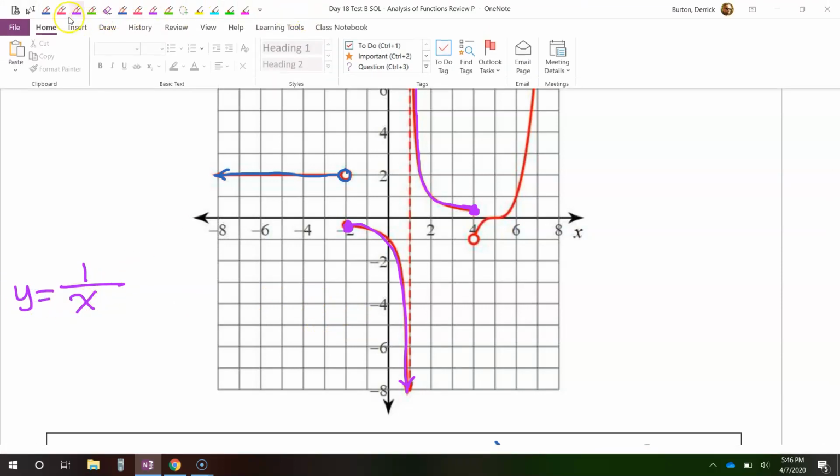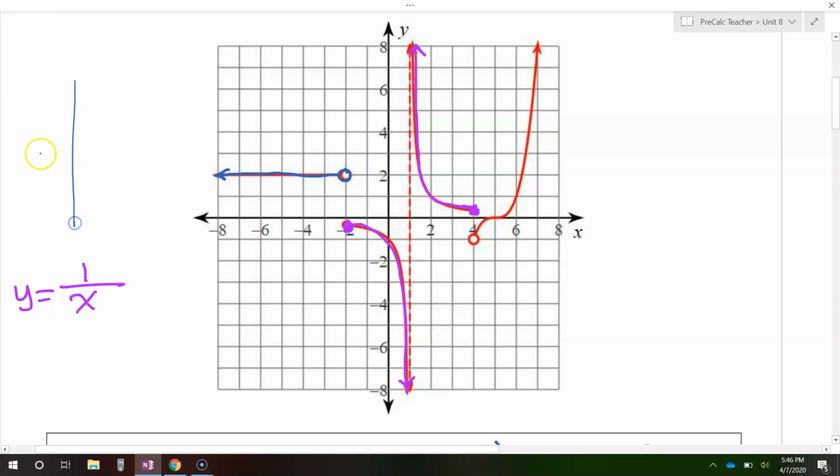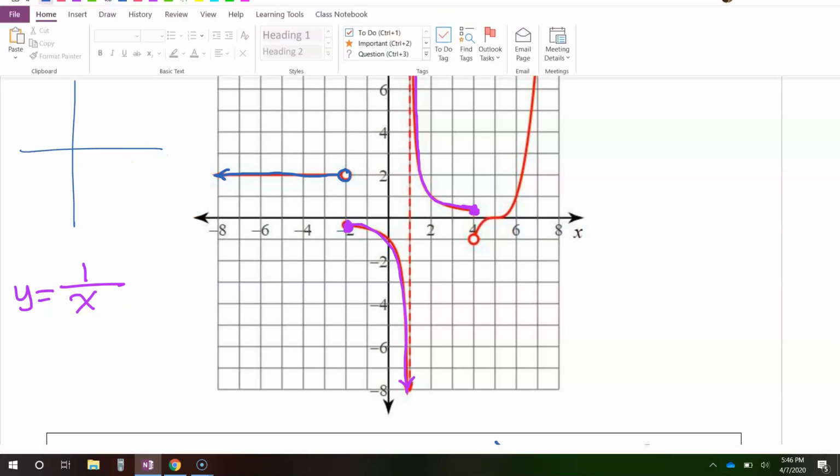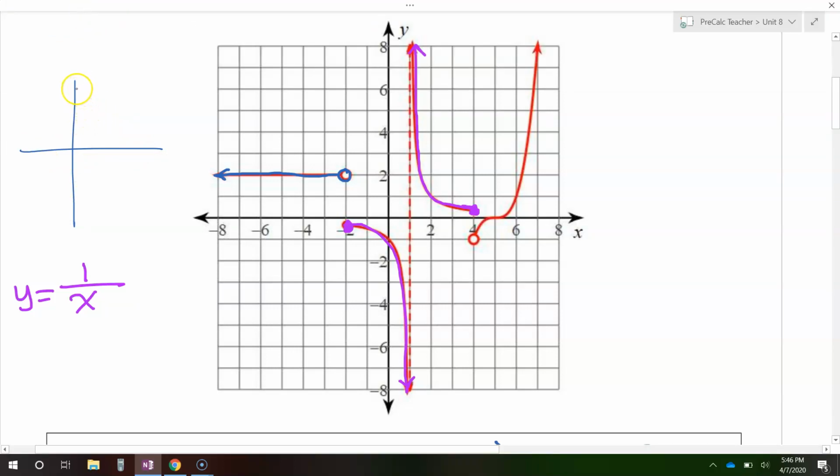Hopefully, you have already memorized that the parent function y equals 1 over x has this basic look to it. We're going to have a branch in this quadrant, and another branch in this quadrant. However, notice that the asymptotes are the x and y axis. In this case, it looks like the horizontal asymptote is still the x-axis, but the vertical asymptote is at x equals 1. It's been shifted 1 to the right.